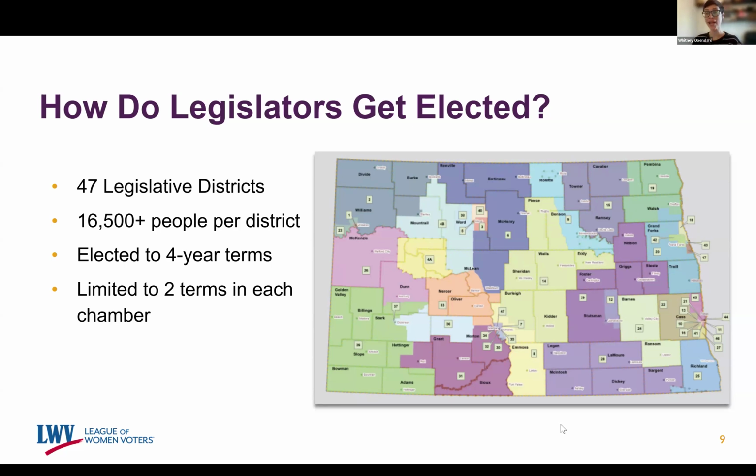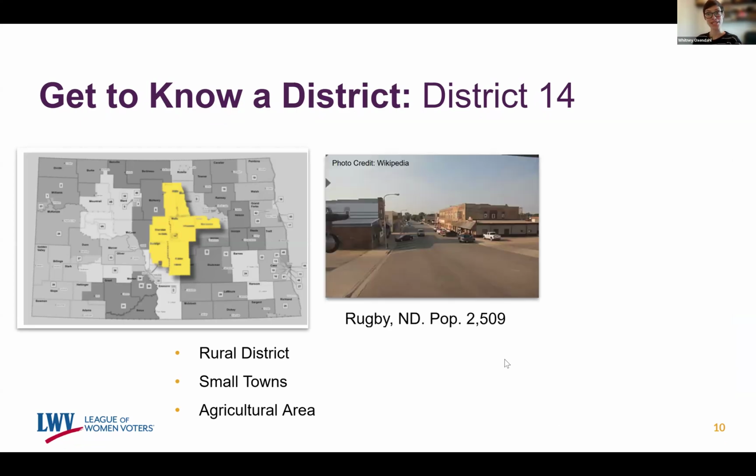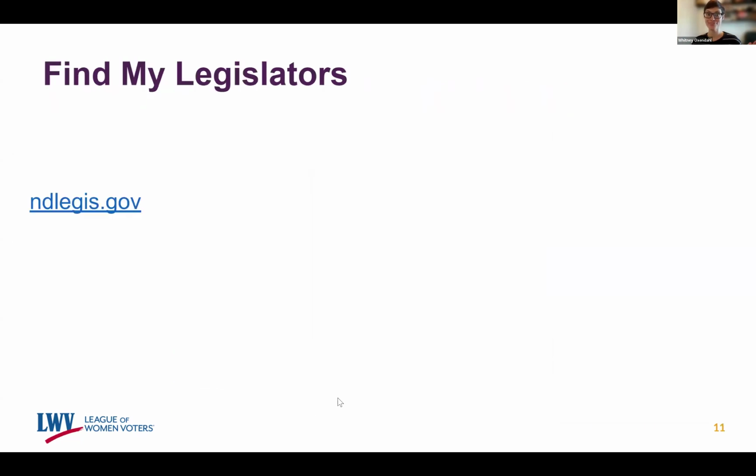All right. We're going to get to know a district right in the middle, District 14. It is quite large geographically because it is a more rural district, a lot of smaller towns, a lot of farming in that area. And one of the largest cities is Rugby, North Dakota, with a population of 2,500. And it's also claim to fame, the geographical center of North America. So we are pretending we live in Rugby, North Dakota right now. And we want to know who are our state legislators who are serving our district.